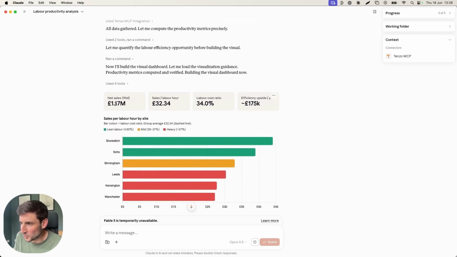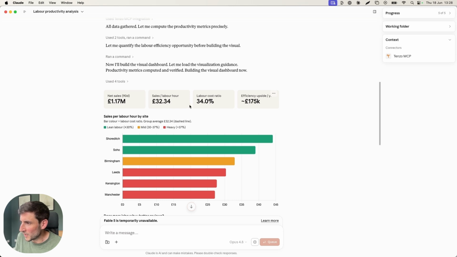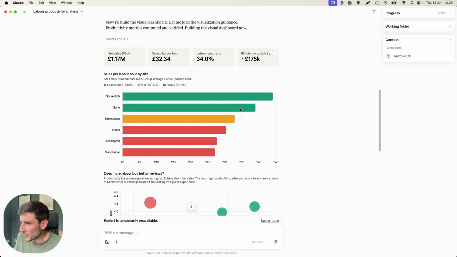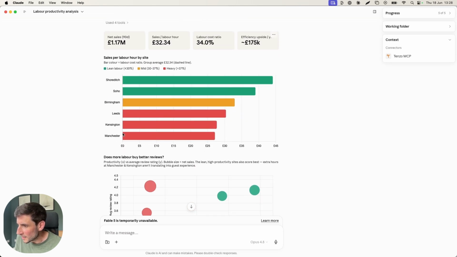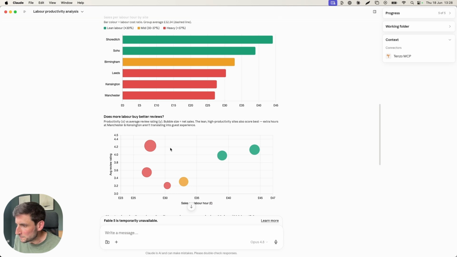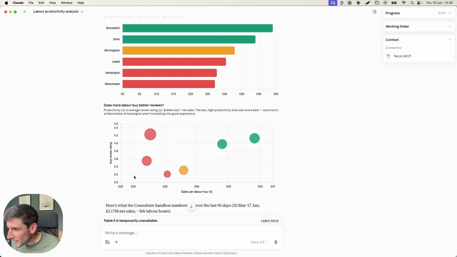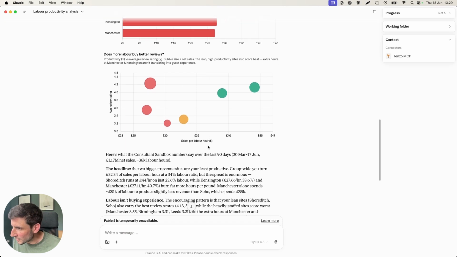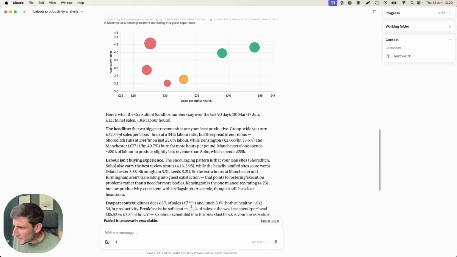It has shown me what our sales are, what's the sales per labor hour, labor cost ratios. It is helping me then classify all my different sites, showing me the sales per labor hour, so SPLH. It's also done a very helpful graph showing me the distribution of whether the more we spend on sales per labor hour, do we get a better rating? Doesn't look like necessarily that's the case. And then really it's giving me a little bit of a summary of what's happened here.